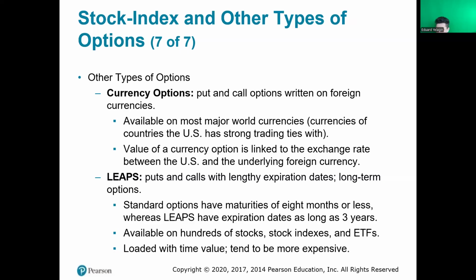Next, LEAPs, long-term equity anticipation securities, are simply long-term options with expiration up to 3 years compared to the usual 9 months or less. They are available on hundreds of stocks, indexes, and ETFs, and because they have so much time value, they are more expensive. LEAPs are popular with long-term investors who want to control large positions or hedge portfolios without committing the full cost of buying or selling the underlying securities.